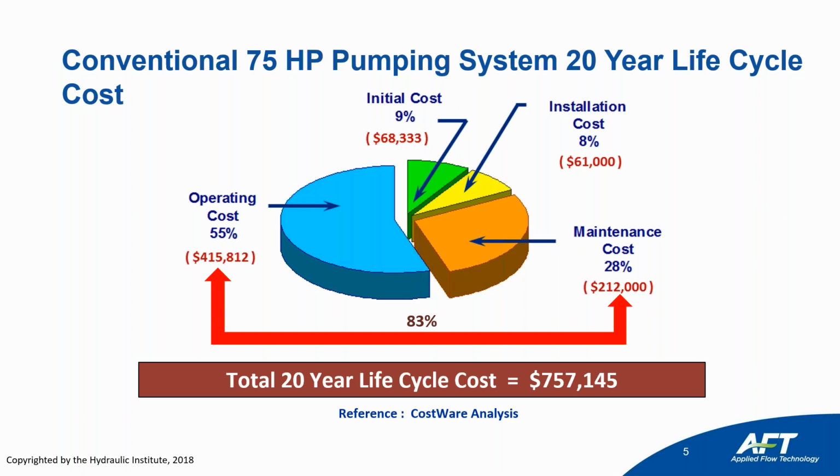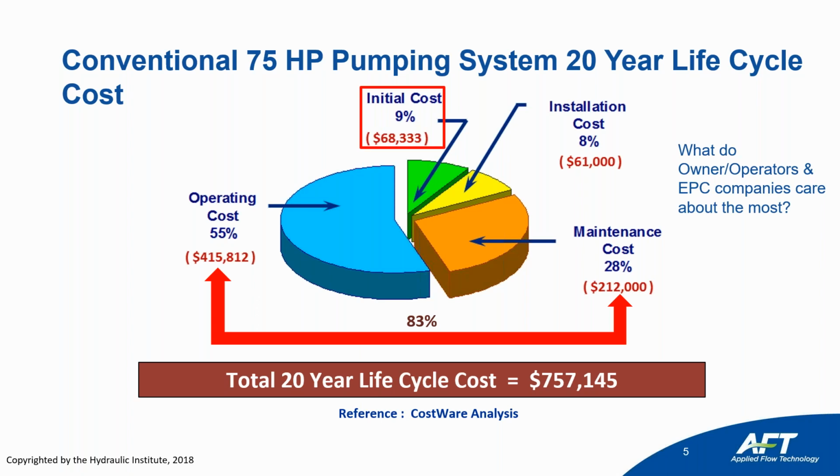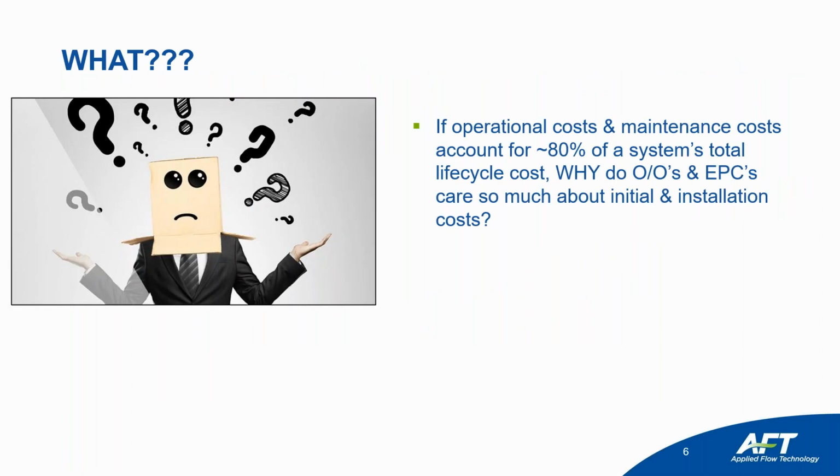One of the most important costs that owner operators and EPC companies usually care about the most is the initial cost and the installation cost. And so those are the two primary drivers of new system designs. And as you saw in the previous slide, lots of throttled valves, lots of pump oversizing. So if operating costs and maintenance costs account for 80%, why do we care so much about installation and initial costs? Well, here are a few different reasons why that might be the case.